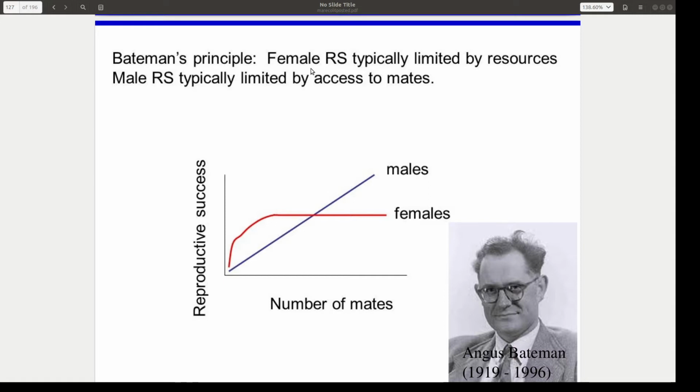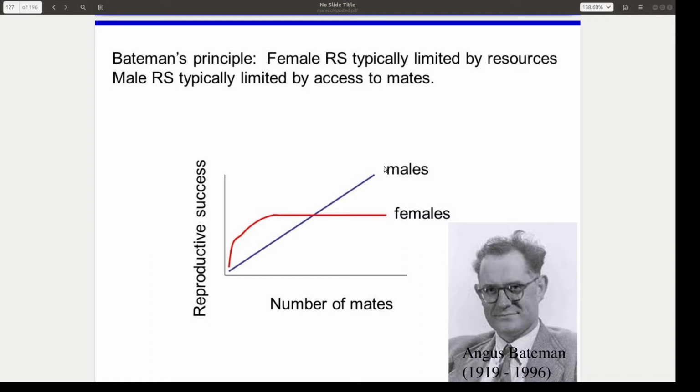And therefore, males can increase their fitness without limit just by increasing their number of mates. There's no limit. The more mates, the higher your reproductive fitness. Females can increase their fitness only a little bit by increasing the number of mates until they run out of resources. And then that's it. There's a limit. They can't go any farther than that. So that's the basic asymmetry that Bateman pointed out.